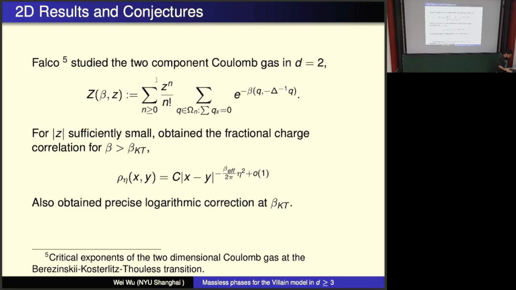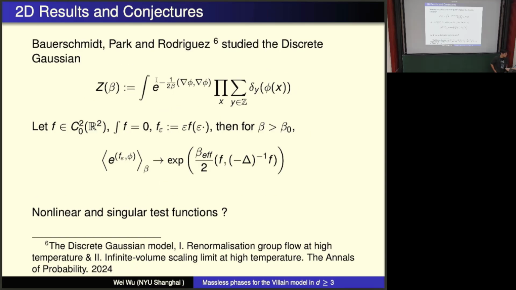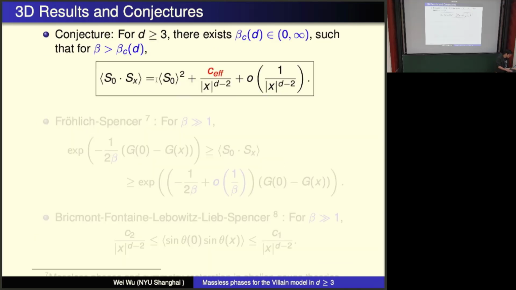And another example is the so-called discrete Gaussian model. It's a random height function, integer valued, and through the work of Bauer-Schmidt, Park, and Rodriguez, we know that when the temperature is small enough, the field converges to some Gaussian free field with some effective covariance. So these are the two examples where questions of the same type have been solved, but the question for the XY model in 2D is open.